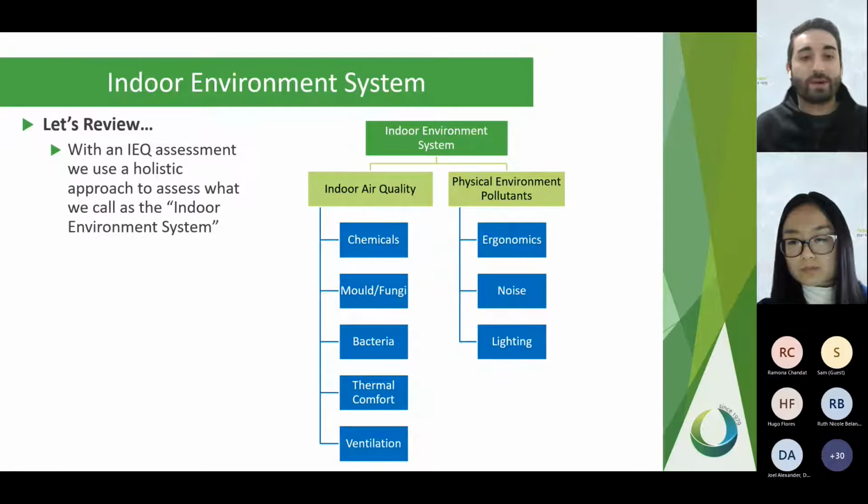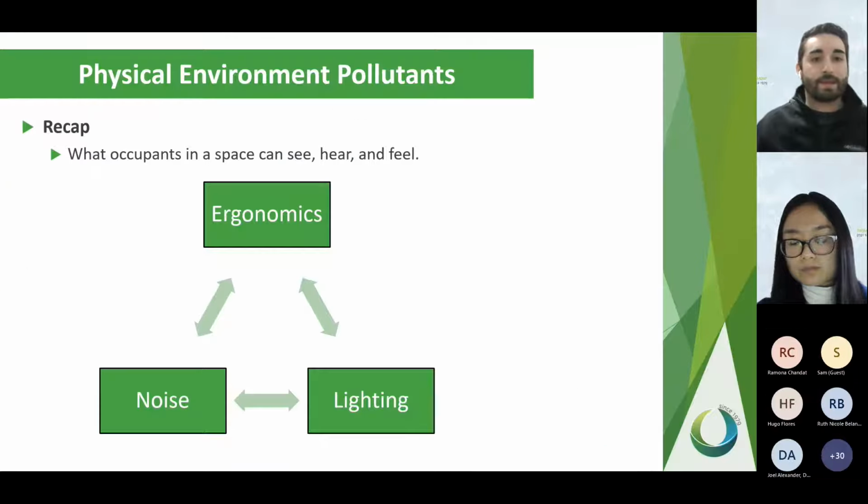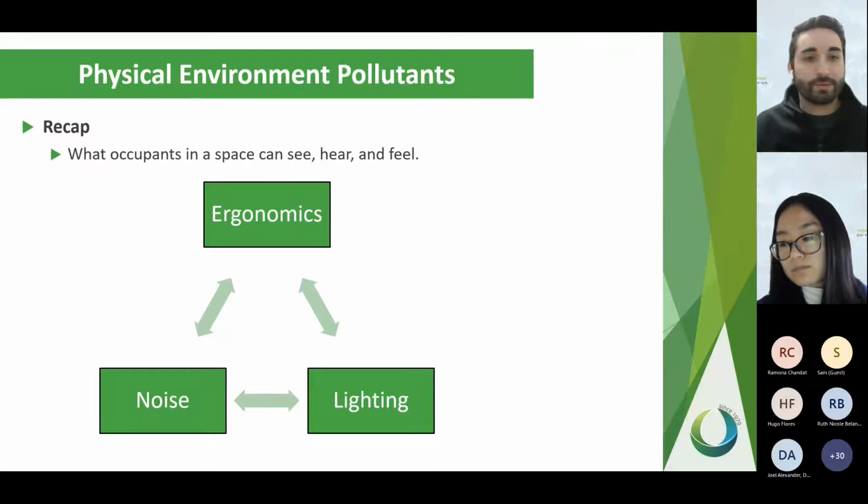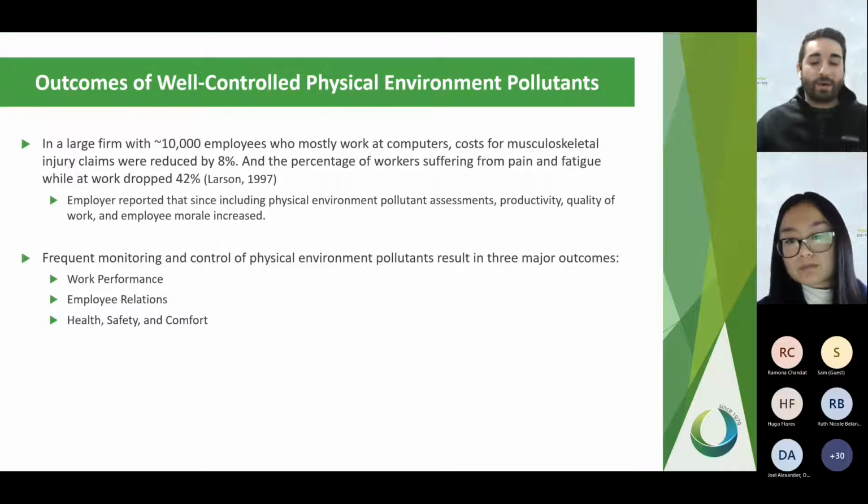So that will lead me into talking more about the physical environment pollutants. And just recapping what they are is pretty much what you can see, hear, and feel. And that's ergonomics, noise, and lighting. They're all related, like this diagram shows. It's pretty much a continuous loop of one impacts the other. So that's why it's important to assess all of them rather than just assessing one thing and using a holistic approach. So going into why, and why is it beneficial?